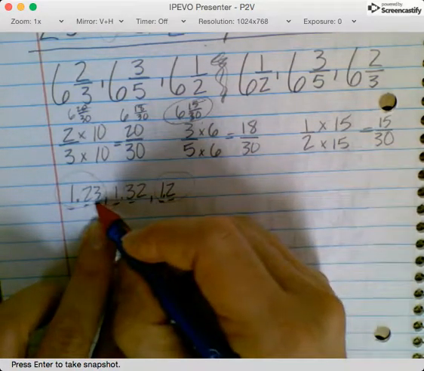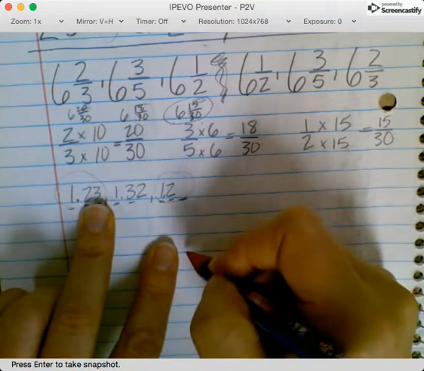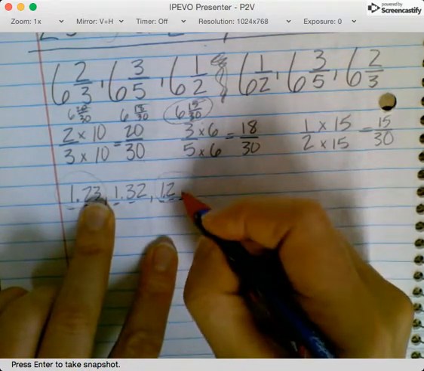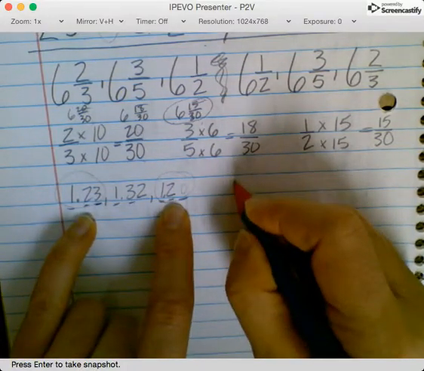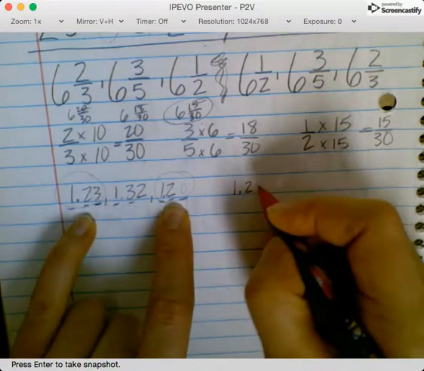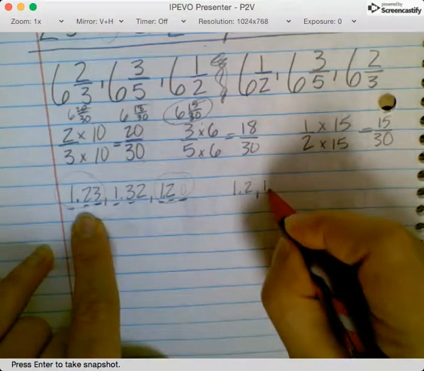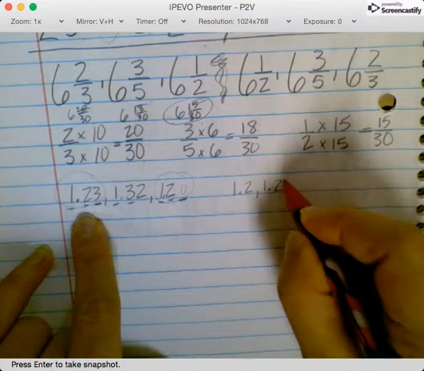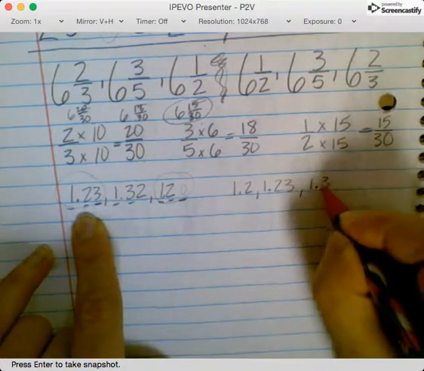Now I look at the next digit. This one's got a 3. This one doesn't have anything. So that's like an imaginary 0. So the smallest would actually be my 1 2/10. And then my next smallest would be 1 23/100. And then my largest would be 1 32/100.